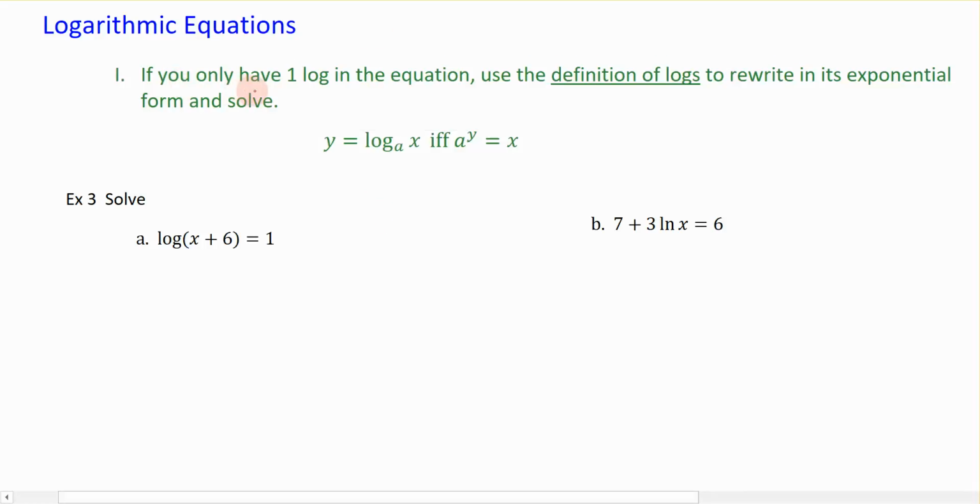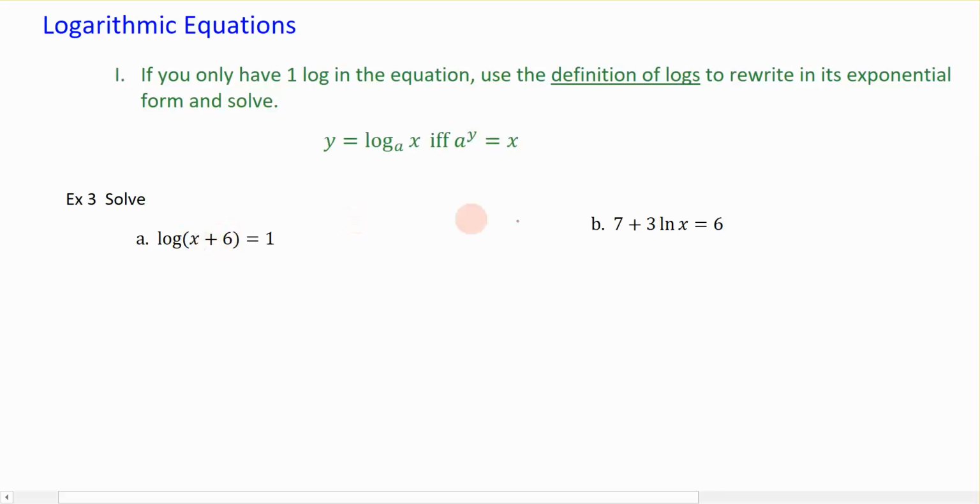If I only have one log in my equation, then we're going to use our definition of logs to rewrite it as an exponent and then solve. And remember, all I did was write right here just our definition of logs. This says y is equal to log base a of x if and only if, that's what IFF stands for. It looks like a typo, but it's not. If and only if base a to the y is equal to x. That was our definition of logs.